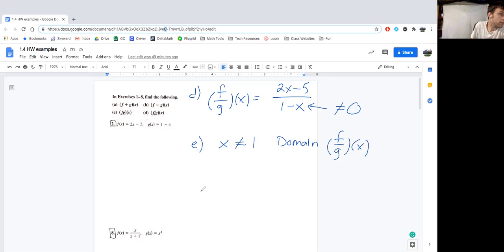All right, so we're going to go ahead and do this same process with just a slightly more complicated function down below. I'll go ahead and clear this right now.